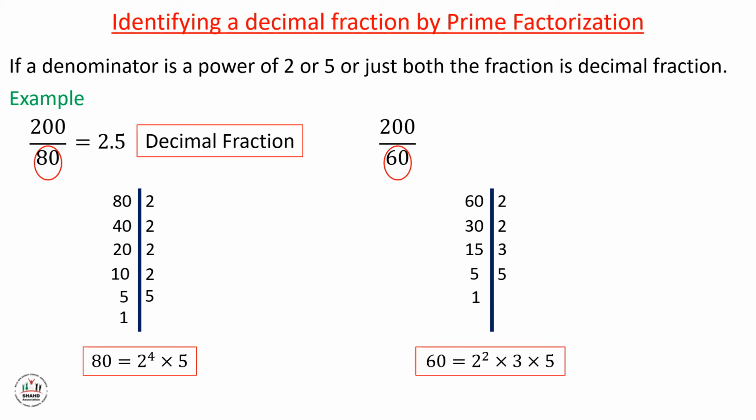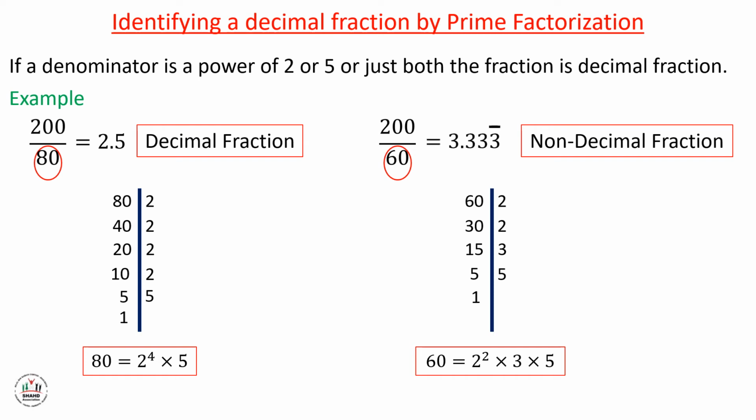And 60 is now formed of 2 to the power 2 times 3 times 5. So now we have 3, not 2 and 5 only. So we can directly write that 200 over 60 is a non-decimal fraction. Again, you can use your calculator to get the quotient of this fraction, and the calculator will give you 3.3333, etc.